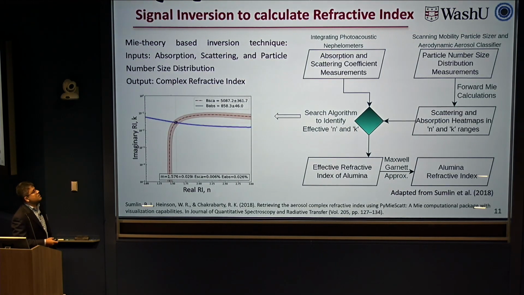Next, with the absorption and scattering cross-sections, we also have a scattering cross-section module. We use this PyMieScat inversion package, which is now a well-established package developed by my group in the atmospheric science community as well as in the astrophysics community, to get the imaginary and real part of the index of refraction for the particle size distribution. So this is one technique for an ensemble as a function of particle size. How do we get the index of refraction?